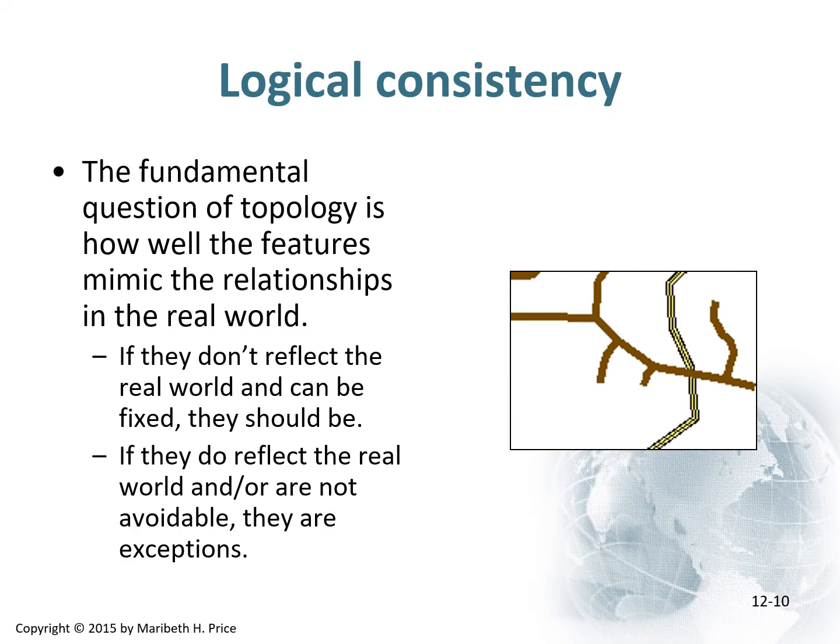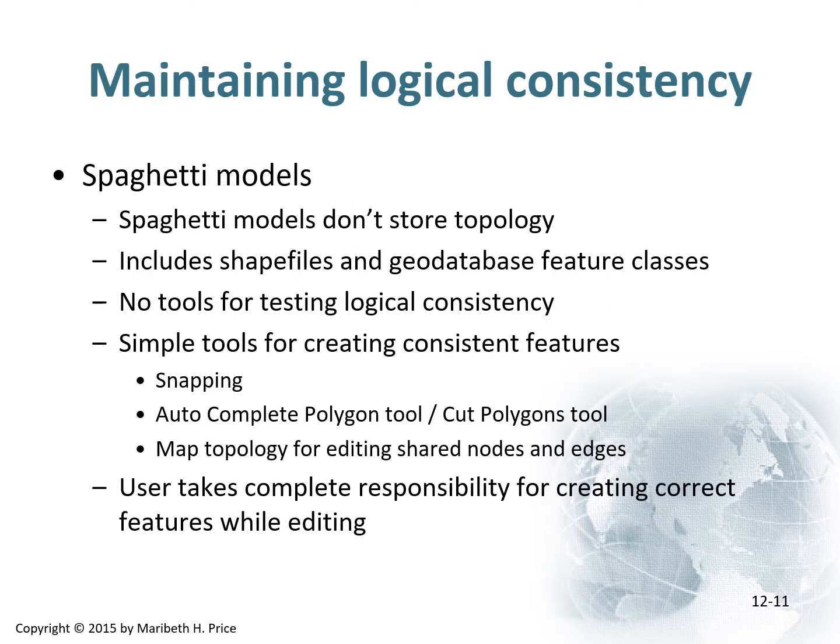The question of topology is how well the features mimic the relationships in the real world. If they don't reflect the real world and can be fixed, they should be fixed. If they don't reflect the real world and they're not avoidable, we would call that an exception. We do what we can to maintain logical consistency.